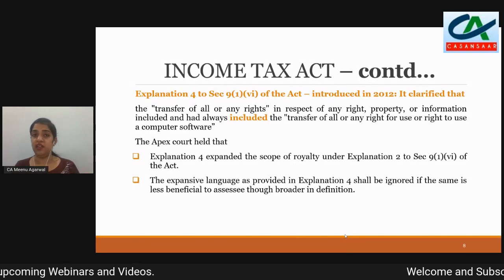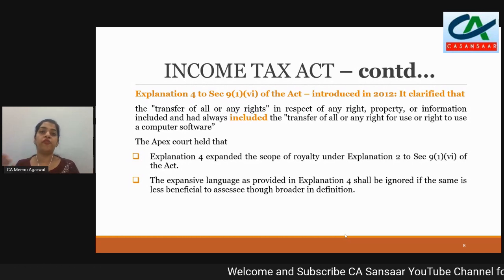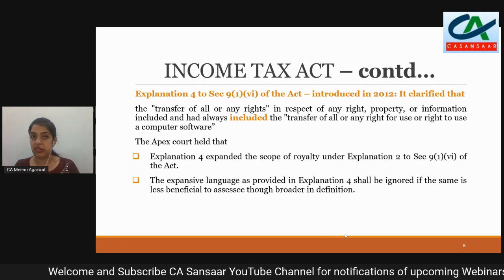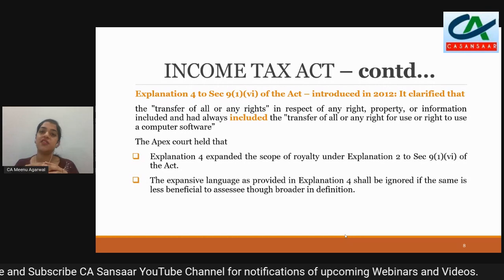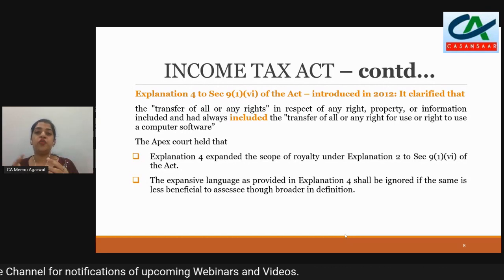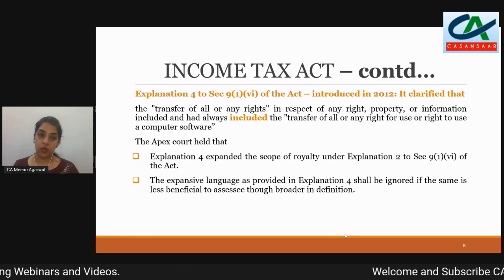The apex court held that Explanation 4 just expands the scope of royalty as per Explanation 2 to Section 9(1)(vi). It is not clarificatory, it just expands the scope. As we are aware, till 2012 the right to use software was not included in the definition, but from 2012 it was included.